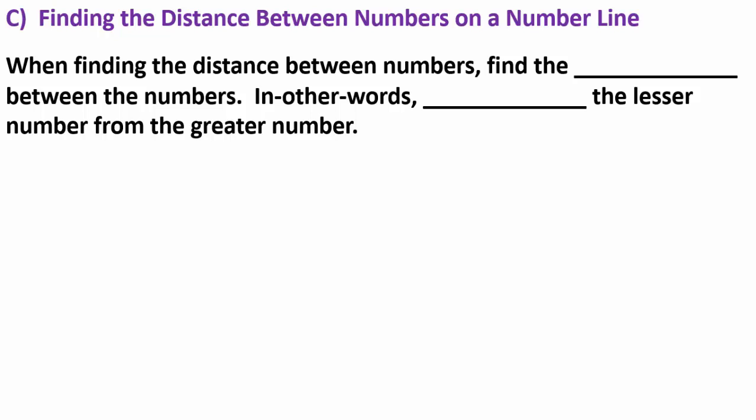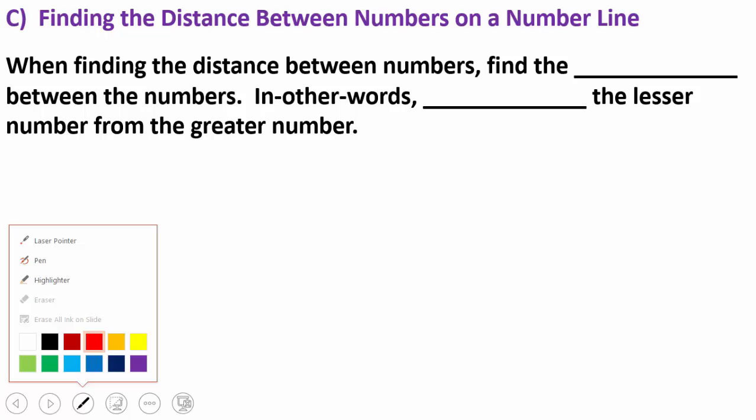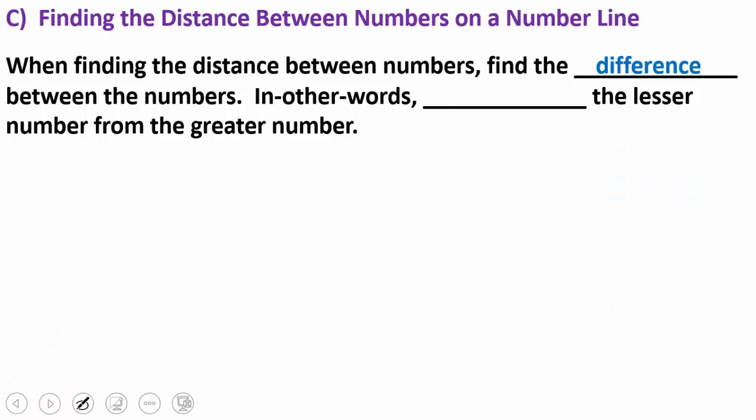Back. Here we go. We're going to finish off subtracting rational numbers by finding the distance between numbers on a number line. Now, interestingly enough, this is just a play on vocabulary. If you understand what it means to find the distance between, well, the distance between is nothing more than finding the difference between the two numbers. Finding the difference. In other words, difference means what?